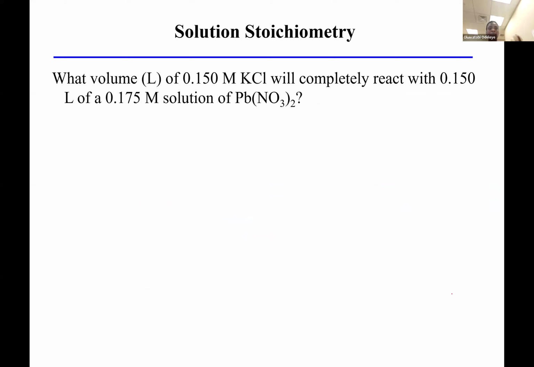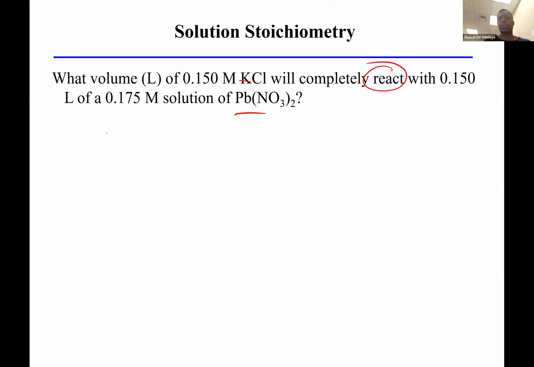So for example, what volume of a 0.15 molar potassium chloride solution will completely react with 0.15 liters of a 0.175 solution? Here are the reasons I know this is not a dilution. It's reacting. I have two different things, okay? For making a solution, I'm only making the one thing. It's just the one thing going from one volume and concentration to a different volume and concentration, or I give you grams of that thing and I ask you for concentration of that thing, okay? So when I have a reaction, when I have two different things, then I'm doing solution stoichiometry, okay?